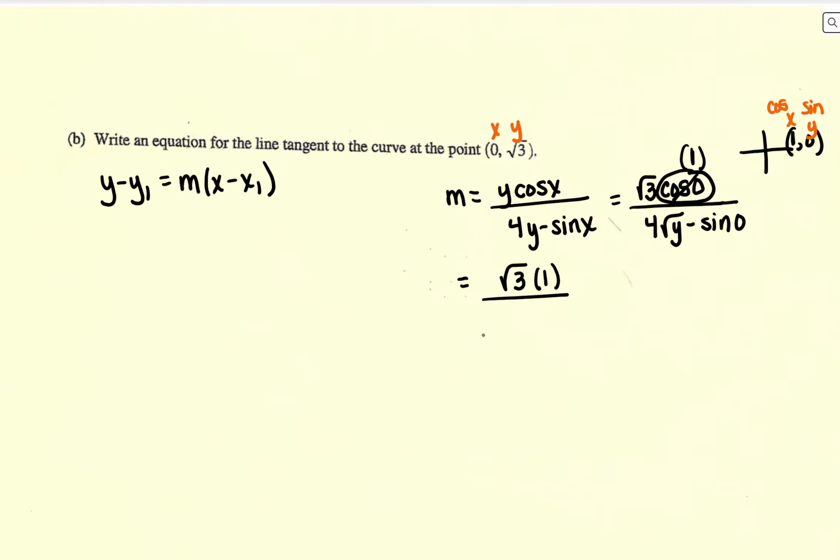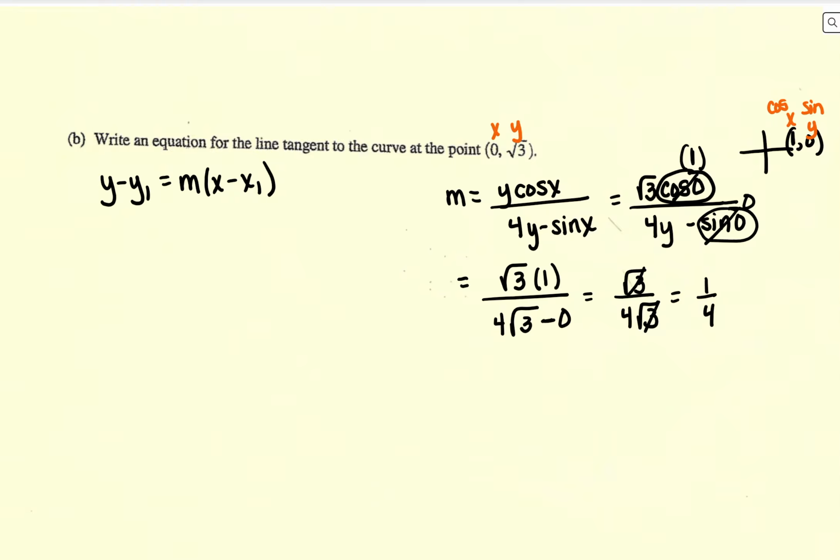And then 4y, that should not be the square root of y, it should just be y. But where that y is, I'm going to put in a square root of 3. Minus the sine of 0. The sine of 0 is going to be 0. So that I have the square root of 3 over 4 square root of 3. Cancel those. And my slope is 1/4.